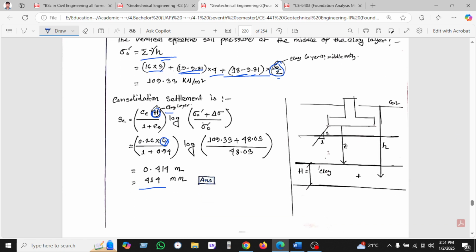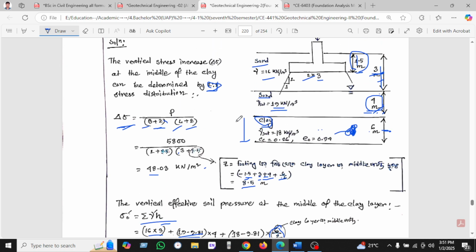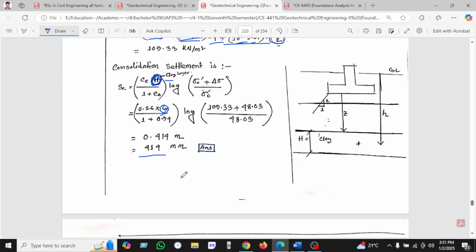And using the consolidation settlement equation, this is important: why we take H equal to 6, because we will calculate the clay layer settlement. That's why we use H equal to 6, and found 414 millimeter.